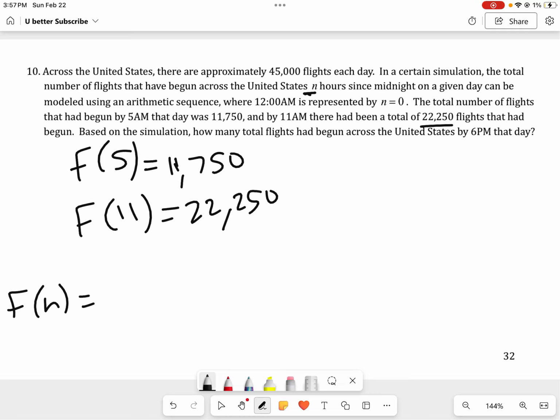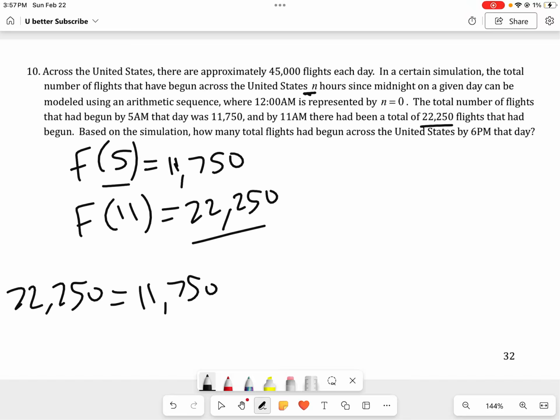So we have 11,750. And what we want is to solve for the common difference since it's an arithmetic function. So we only want one variable. That variable, we'll call it d or r or whatever. So we're going to do 22,250. And let's use this as our k, a of k, 11,750 plus that d value, of course, and then n. What we could do is n minus 5, but we know that n is the 11th term. So we're going to 11 minus 5, that's k.